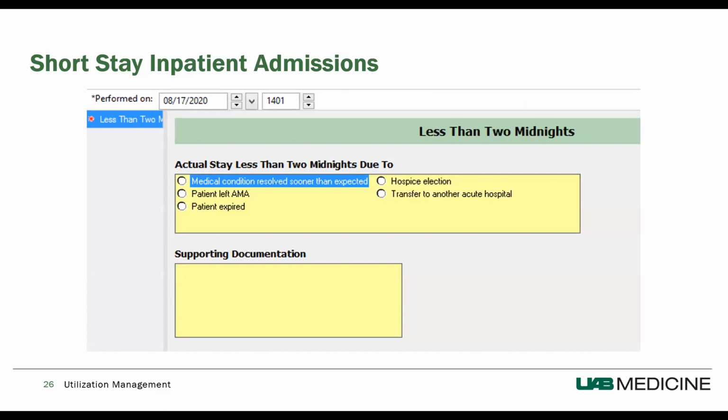And I know some of you have probably seen this pop up when you are ready to discharge a short stay patient. We put this in several years ago to help us document why this patient went home in less than 2 midnights. And all of these are the items that Medicare said is okay for an exception. But what is probably the most important is the supporting documentation.